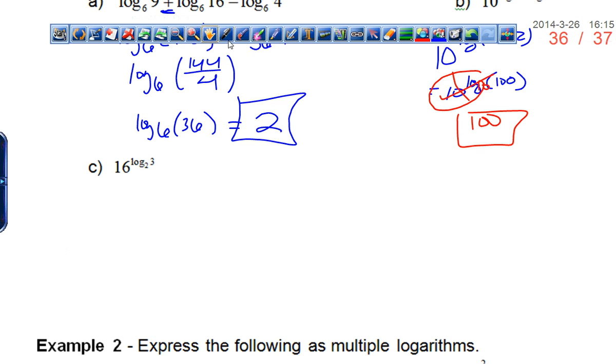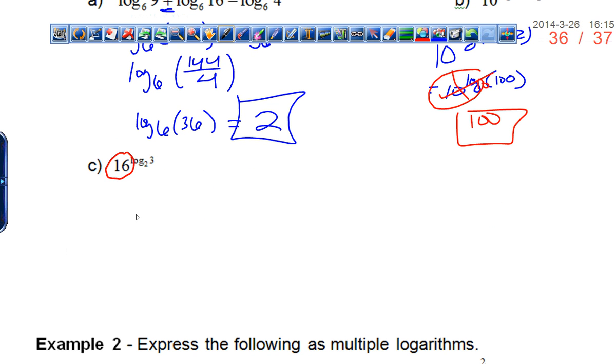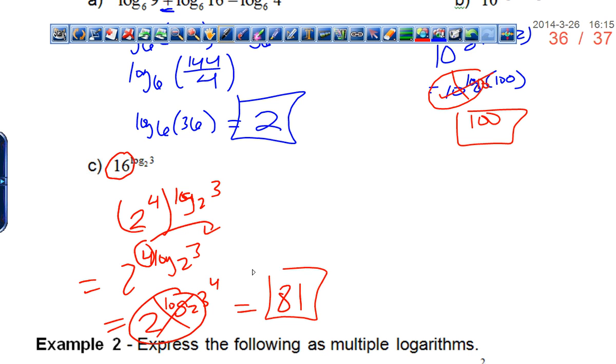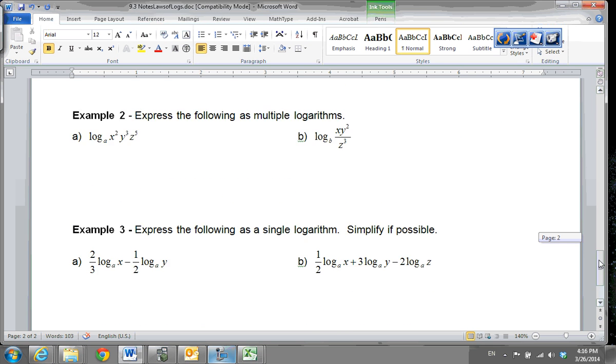And last one of these, letter C, we're going to rewrite 16 as 2 to the 4th power, all to the log base 2 of 3. Then I can move this 4 out there. So I have 2 to the power of the log base 2 of 3 to the 4th power. All this stuff, just like this one, cancels out. So I got 3 to the 4th, which is 81. Okay, got 4 more, guys. Stay with me.